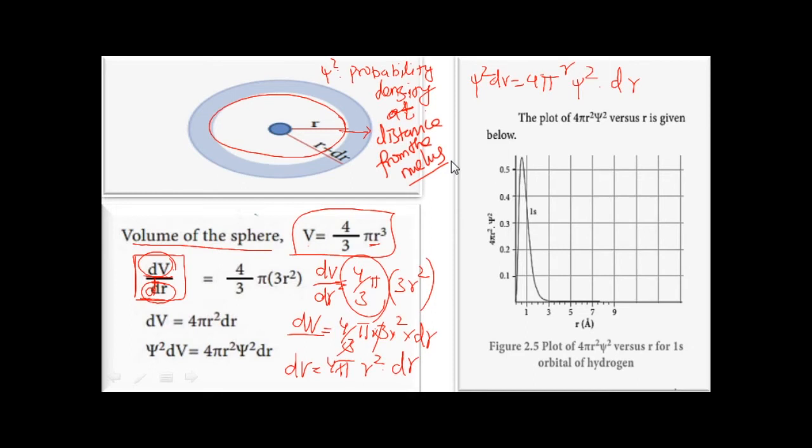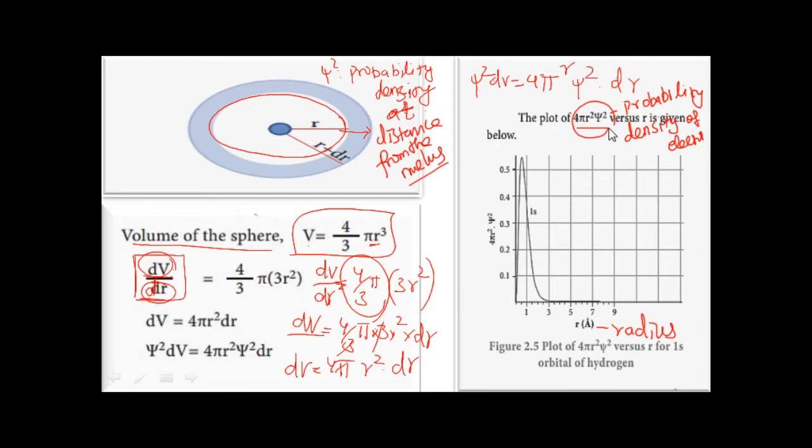So next we are going to draw the graph between 4 pi r squared multiplied by psi squared and r. What is r? r is the radius. What is psi squared? Psi squared is the probability density of electron. So what is 4 pi r squared psi squared equal to?